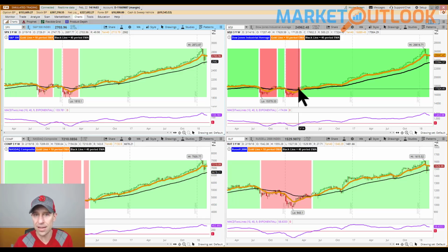and for some of you, that didn't feel very good. So remember that in order to take advantage of this type of setup, you have to be willing to withstand the pressures of a 10% pullback along the way as well.